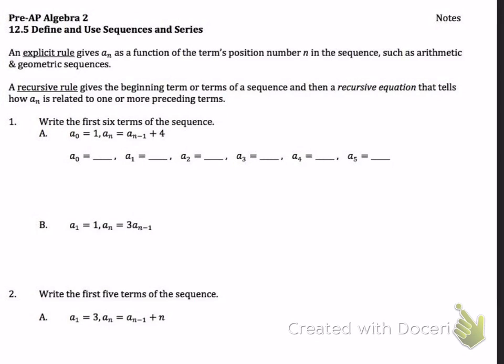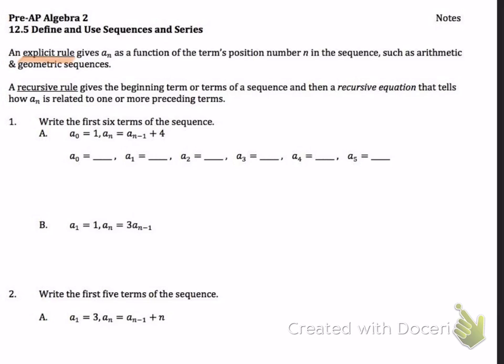Okay, so for 12.5, we're going to learn about two different types of rules that we're going to learn how to write. So we've done arithmetic, which is where they add or subtract by a number. We've done geometric, which is where they multiply by a number. Now we're going to use explicit and recursive rules. An explicit rule means that you have your a sub n as a function in terms of the position's number n in the sequence. So the past two that we've learned are explicit, like we're using that n value.